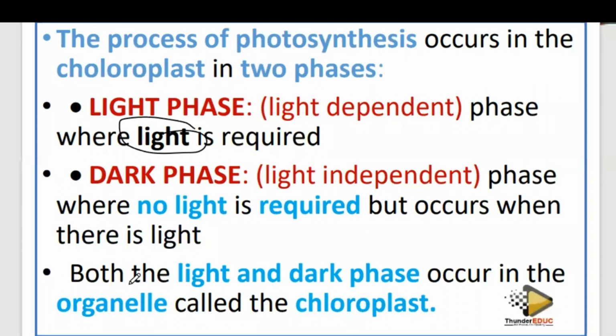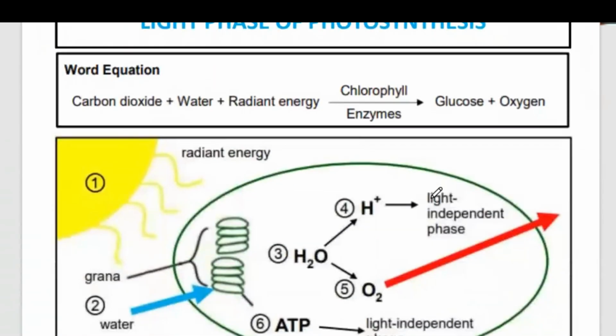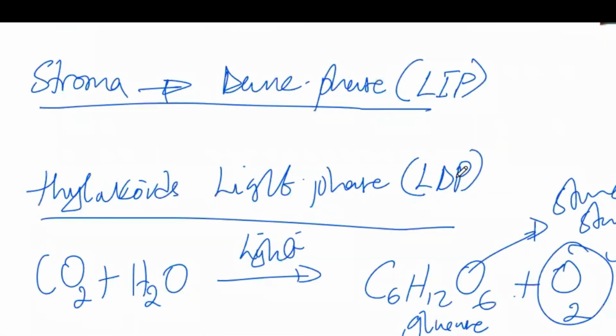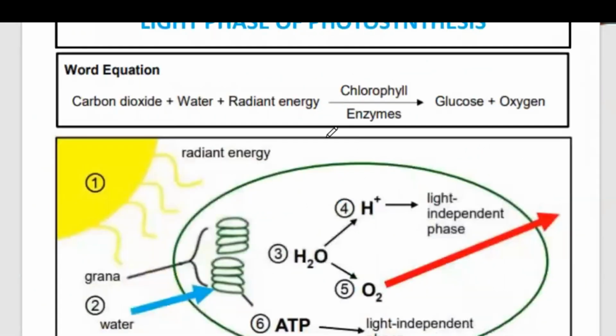So both the light phase and the dark phase occur in the organelle called the chloroplast. So if they ask you where photosynthesis takes place, it takes place in the chloroplast. Where exactly? We say that the light phase occurs in the thylakoid, while the dark phase occurs in the stroma.